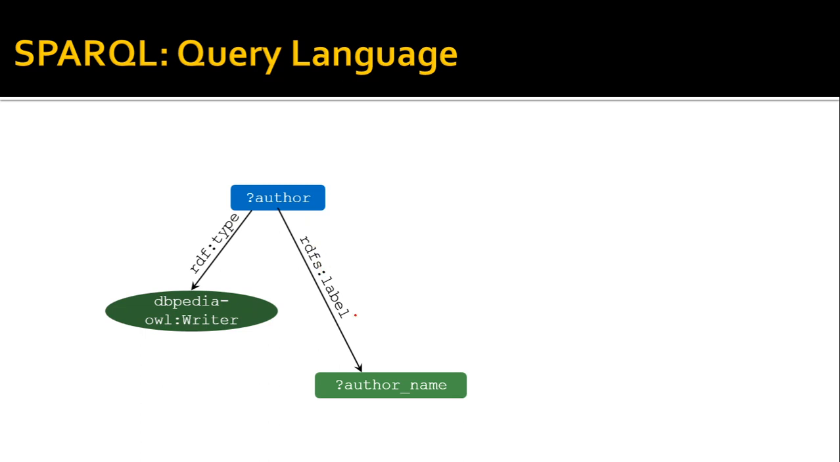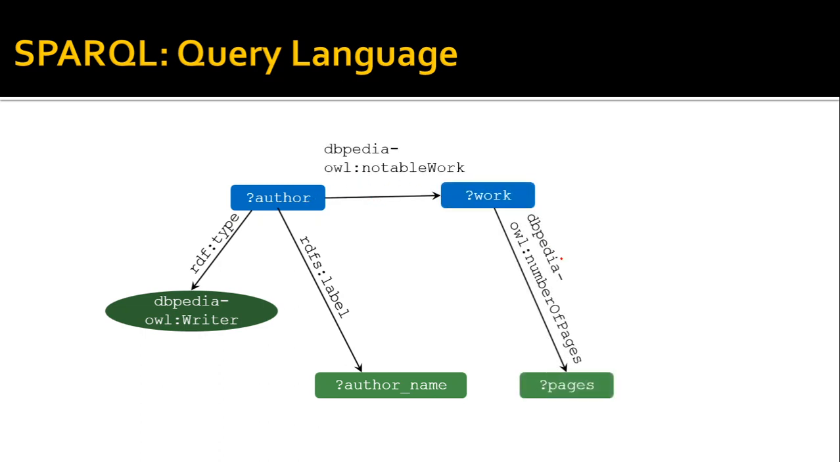It has got a label to be author name. See, these are your variables, right? These are kind of blanks which you can fill by attaching real entities to it, right? Then this author has got notable work to be work. This work has got a number of pages and it has got a label to be title. So you can see that it is becoming a graph, but in this graph you have got different variables. These variables can have different values.